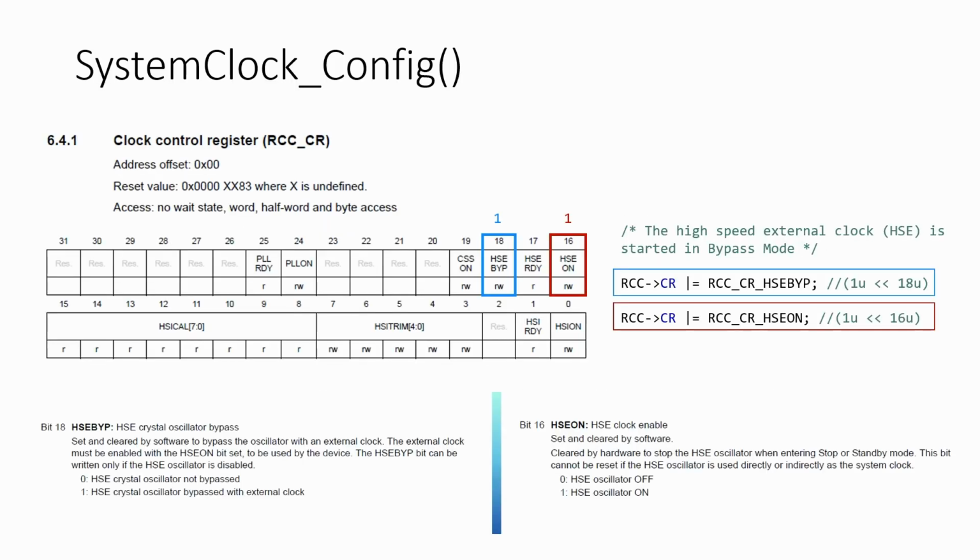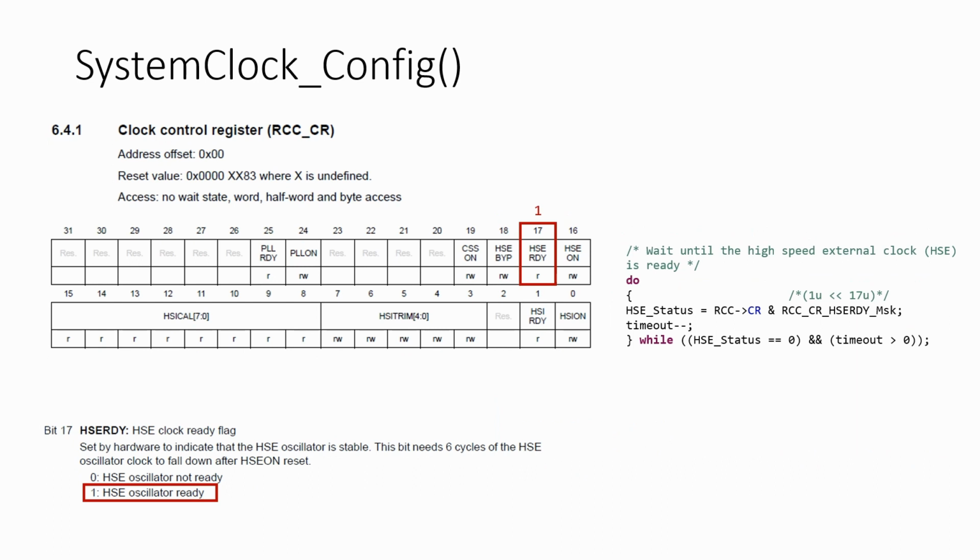Okay, now we are going to go through the instructions of the code that I showed you at the beginning of this video. First, in the clock control register, we need to start the high-speed external clock in bypass mode by writing a 1 into the HSE crystal oscillator bypass bit and in the HSE clock enable bit. We must wait until the high-speed external clock is ready. We do this by creating a do-while loop that is meant to check the HSE clock ready flag. The loop will terminate once bit 17 has a value of 1 or when the timeout variable reaches 0.